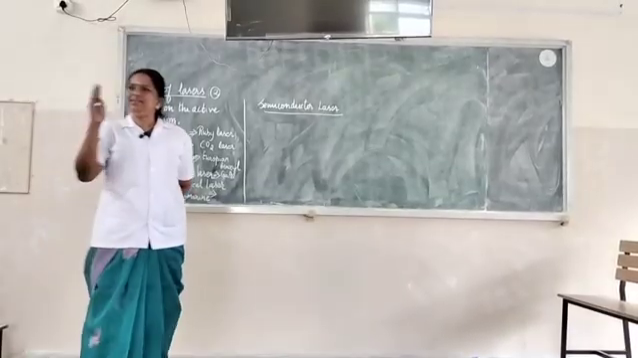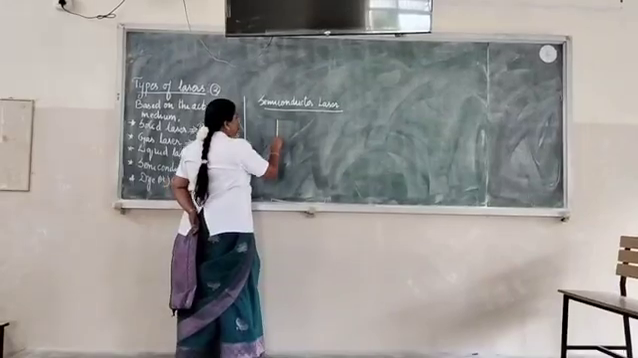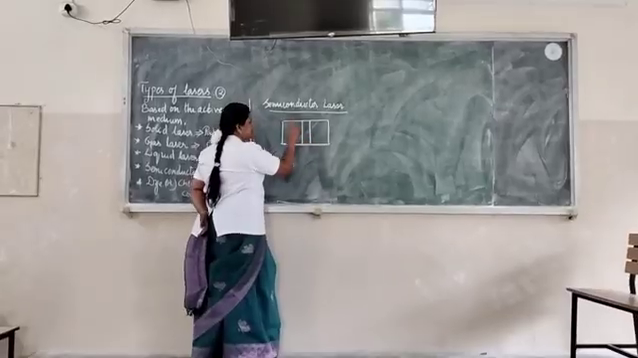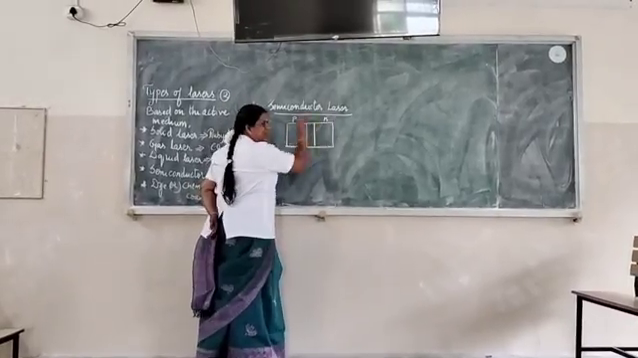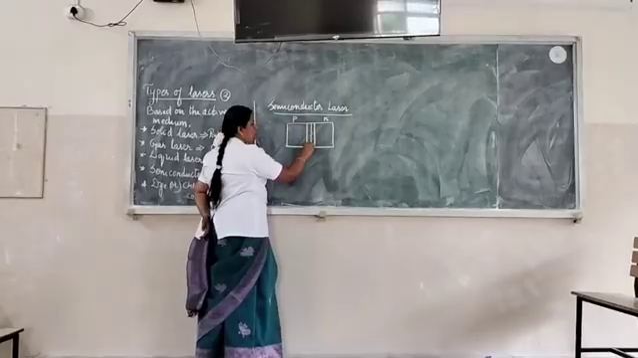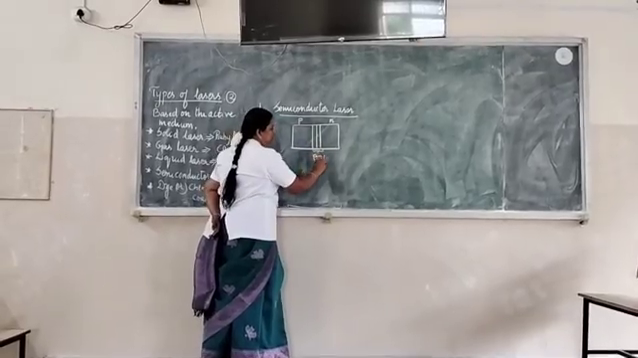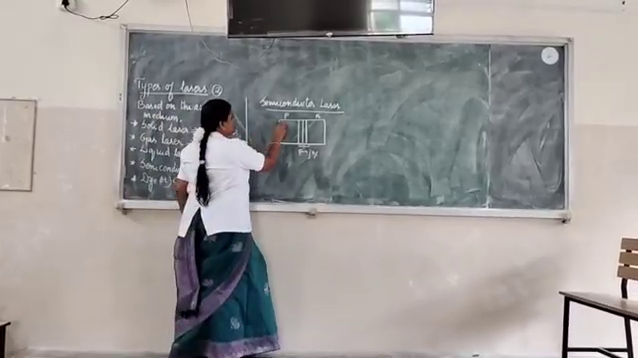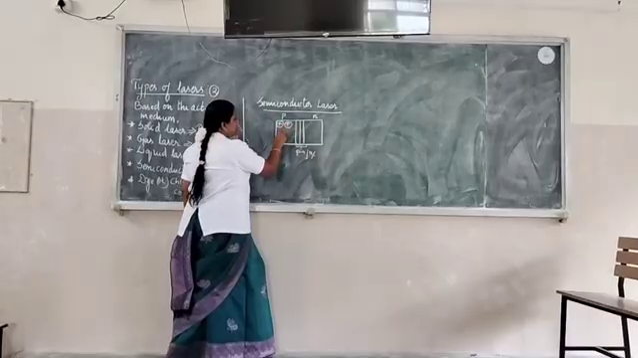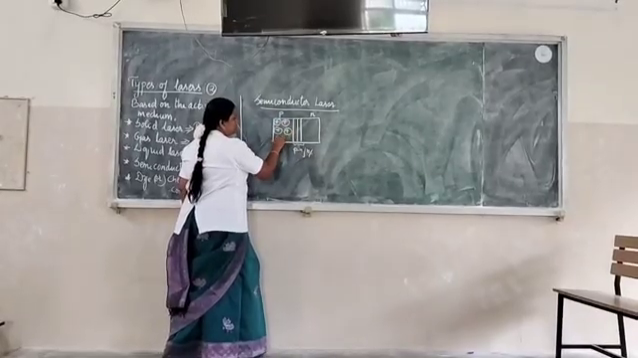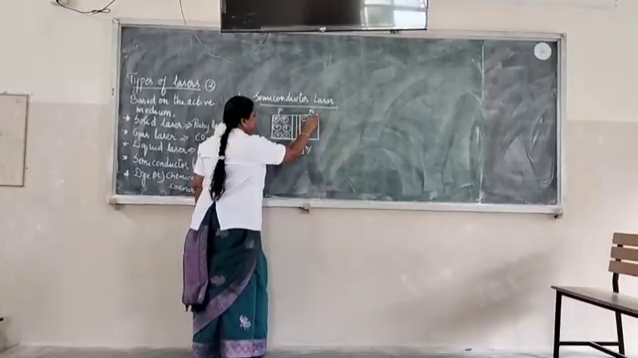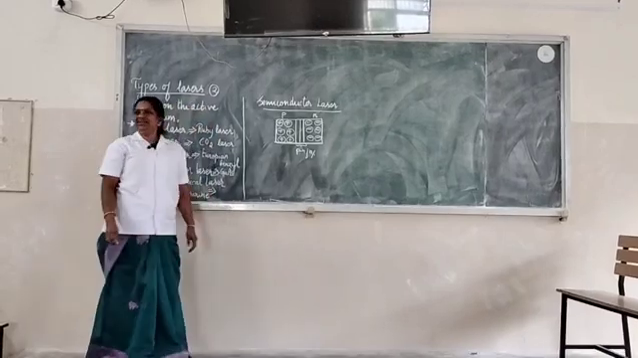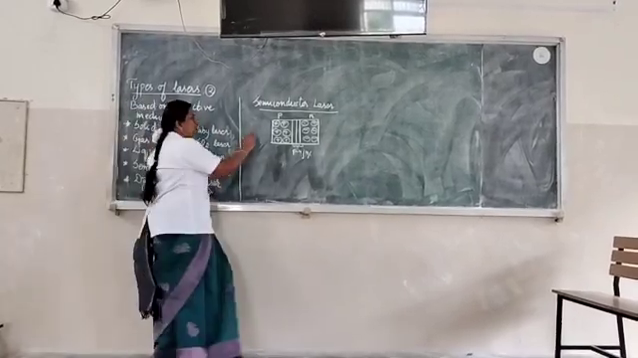You might have studied the PN junction in your lower classes. What do you mean by a PN junction? This is the P region and this represents the N region, and this region is called the PN junction region. This is the junction region. You all know what the majority charge carriers in the P region are: holes, positive charge. And in the N region: electrons.